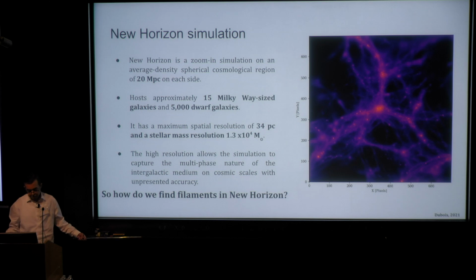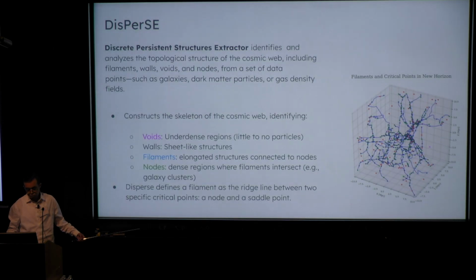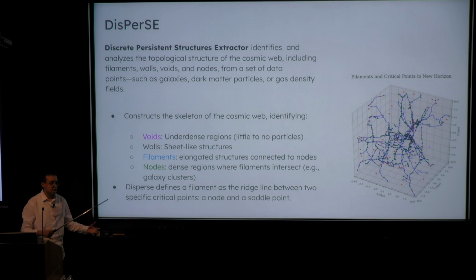So how do we find filaments in New Horizons? We use a tool called Disperse, which is a discrete persistent structure extractor. Basically, it identifies the structures within the skeleton that it creates. It forms a skeleton within New Horizons of the cosmic filaments, and it finds features that are distinct and that pop out.